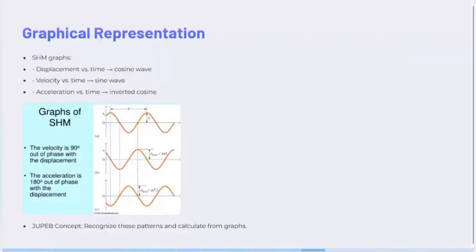Displacement looks like a cosine graph. Then velocity looks like a sine graph, while acceleration looks like an inverted cosine graph. A normal cosine starts from up and comes down, but this one starts from down and goes up. That's why they call it the inverted cosine graph.